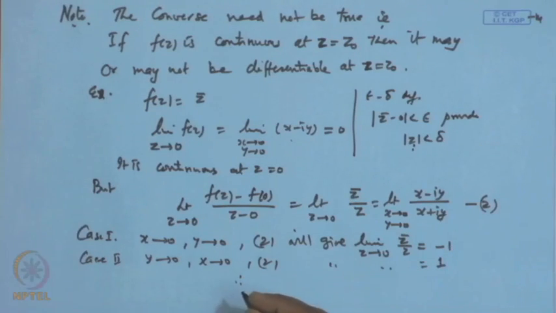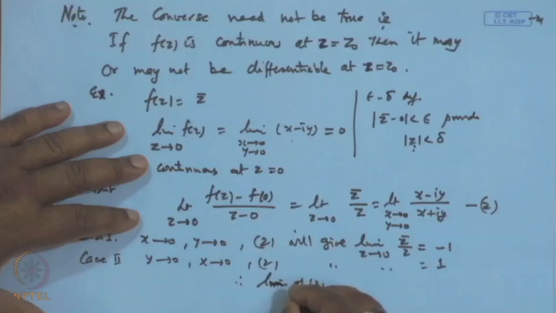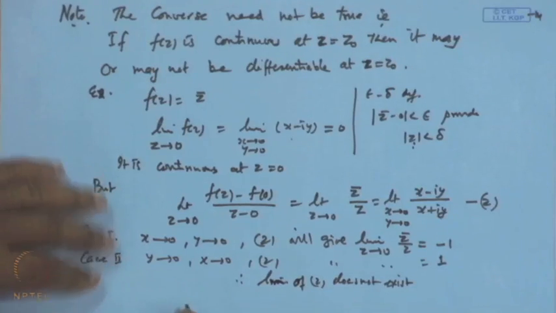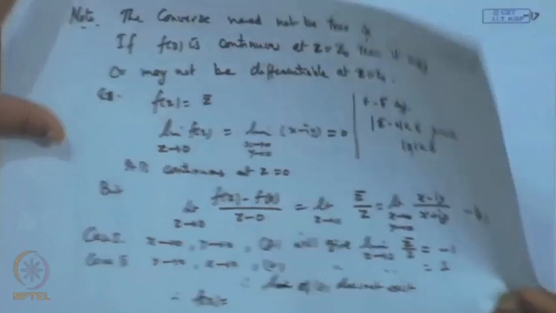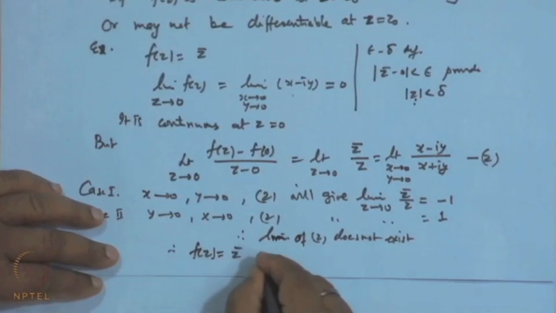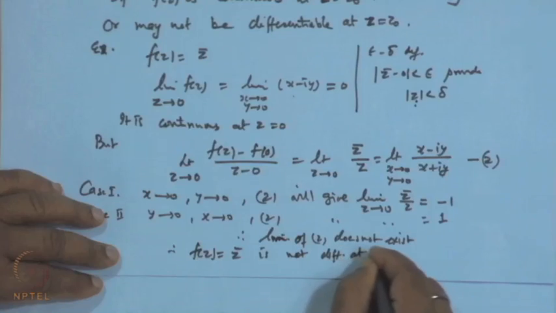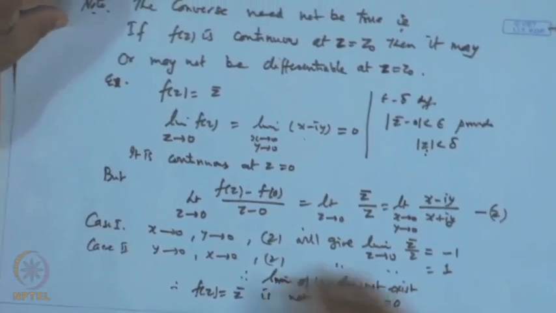Therefore, the limit does not exist. The limit of expression 2 does not exist. So it is not differentiable. So f(z) equal to z bar is not differentiable at z equal to 0. Okay? That is what. So the converse need not be true always.